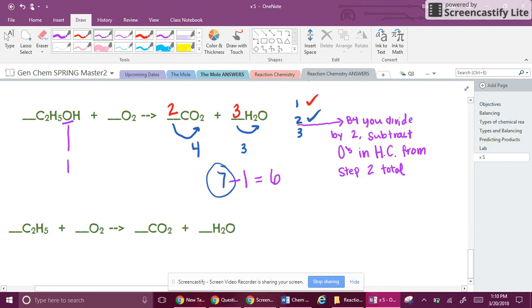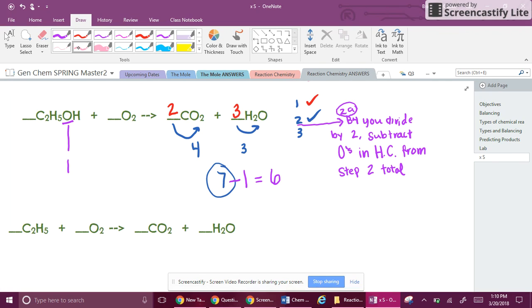If there were 2 oxygens here, I would subtract 2, 7 minus 2, and that would be 5, and so on and so forth. So look at your hydrocarbon. If you see an oxygen, then you have to do this step 2A before you move on to 3.